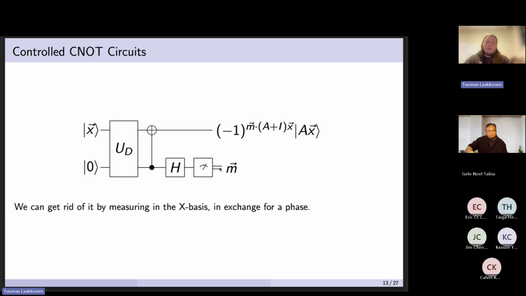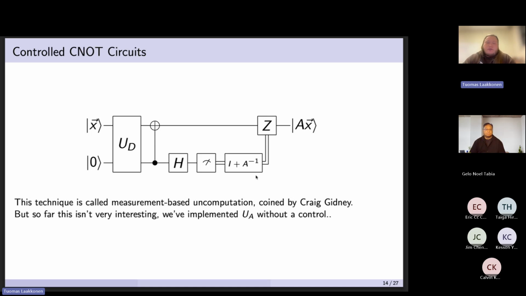If we were to ignore the phase, then if we did this computation in superposition, these phases could cause unwanted cancellation, which would not implement the unitary we want. So what we can do is some operation on our measurement outcomes, exactly what is kind of irrelevant, and we can use this to apply some Z gates to our target. And what this will do is introduce another phase which perfectly cancels the phase that we got from the measurement. And that will leave us with just AX on the output, which is what we wanted. So this technique is called measurement-based uncomputation, popularized about 5 years ago by Craig Gidney, which is very cool. But so far this isn't very interesting because we just implemented UA without a control, but we want to have a control.